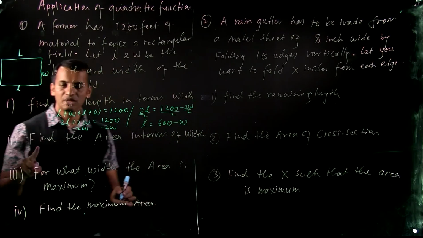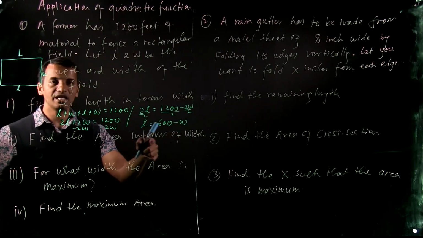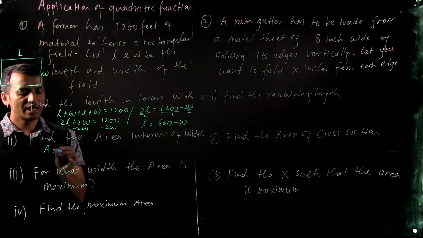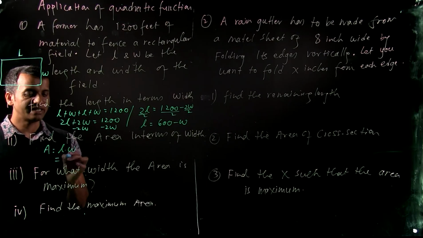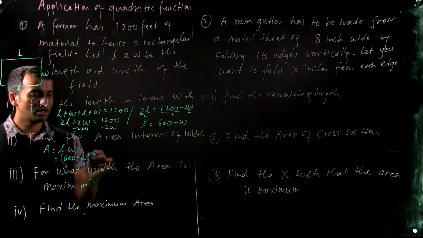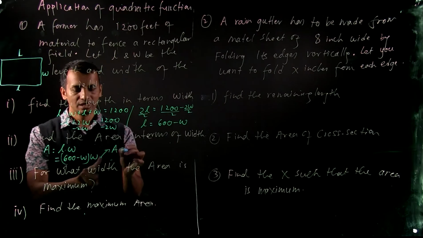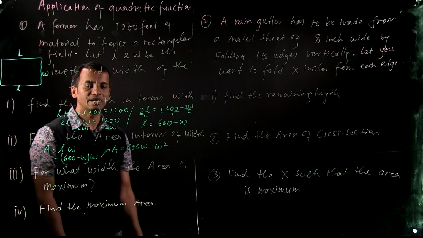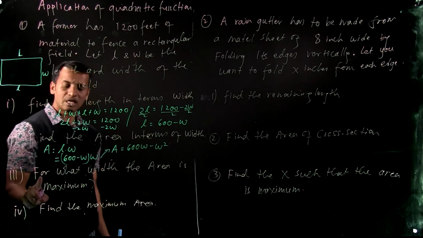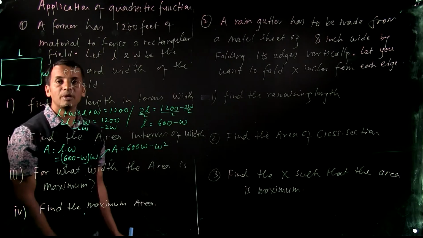That's L. The next question is: find the area in terms of width. The area is L times W for the rectangle. What is L? L is 600 minus W, times W. So A will become, after distributing, 600W minus W squared. That is A.